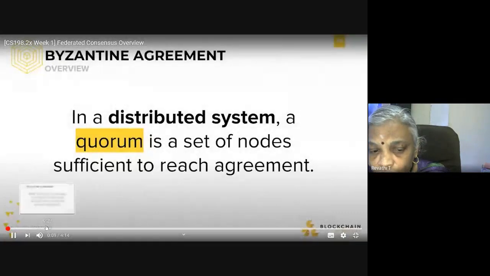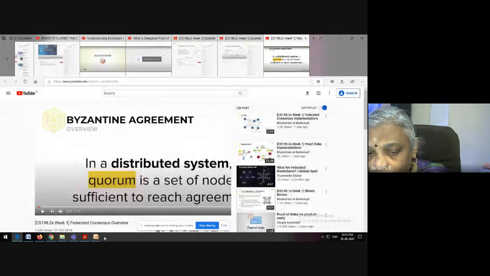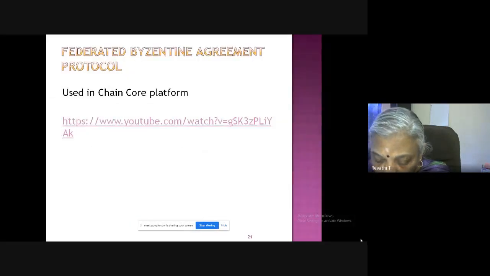Before diving into federated consensus, here a quorum will be maintained of a certain number of nodes, and if the quorum is not fully satisfied, a subset will be taken and they will agree on that, and they can continue. And when more subsets are there, they will be joined together and combined, and with that they will proceed, right? So these are nothing but some rules for coming into an agreement.